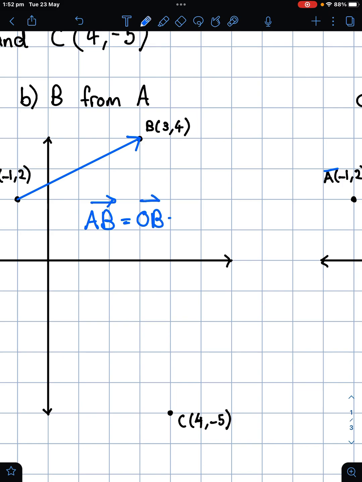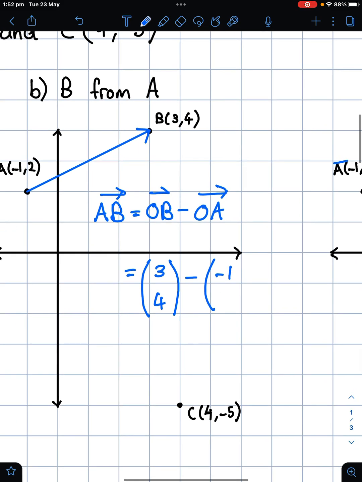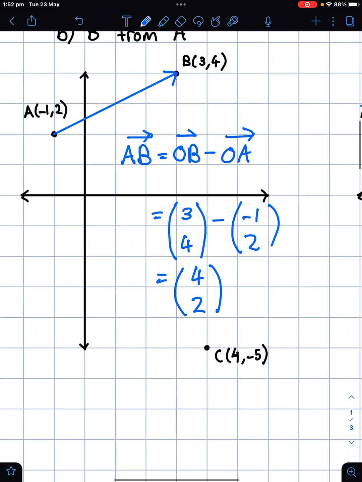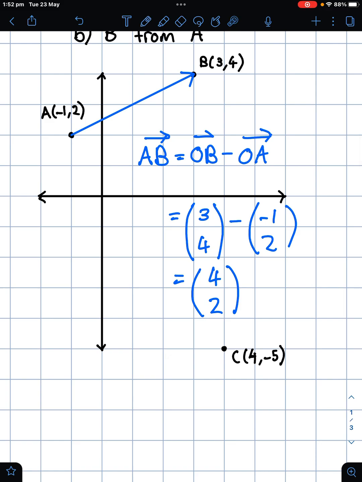So this means that we would do OB first minus OA, which will equal OB is 3 and 4 minus -1 and 2. So this here is going to equal 3 plus 1, which is 4, and then 4 take 2 is going to be 2. So 4 and 2. If we go here, we go 4 across, which is -1 to 3, perfect. 2 to 4, up two, perfect.